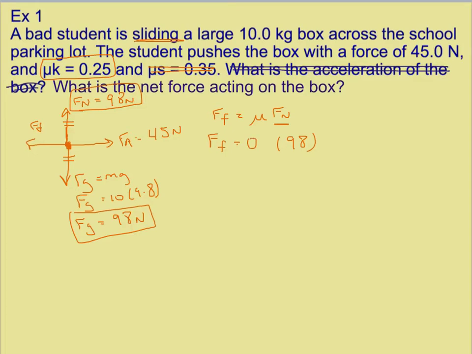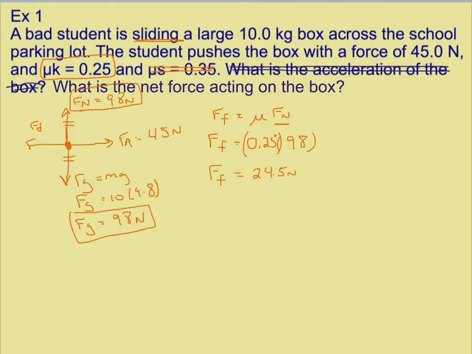Mu k is 0.25 times 98. If we work that out, that is 24.5 newtons. So there's friction. Remember, friction is not our answer. We want to find the net force.